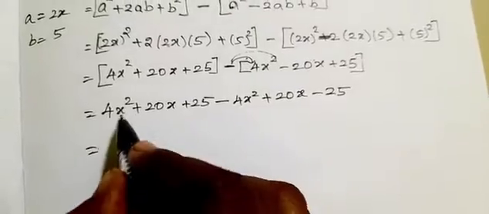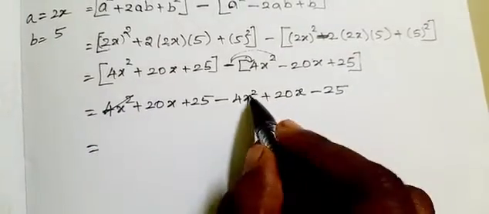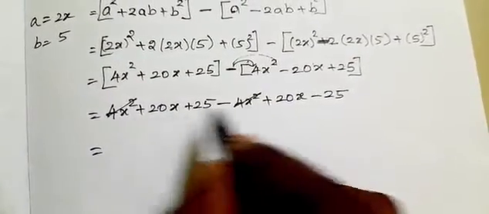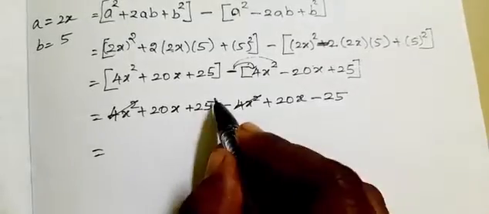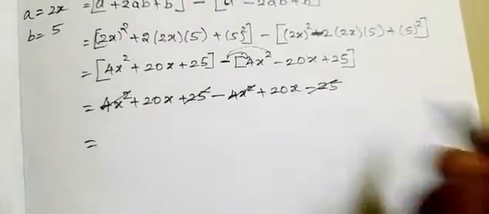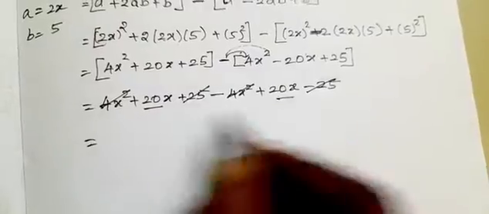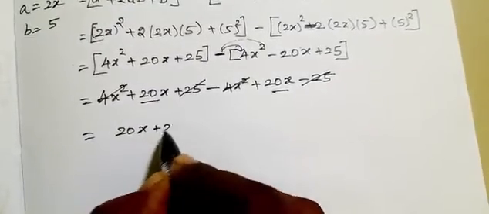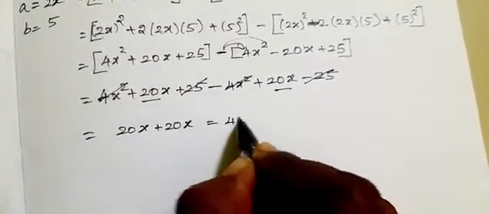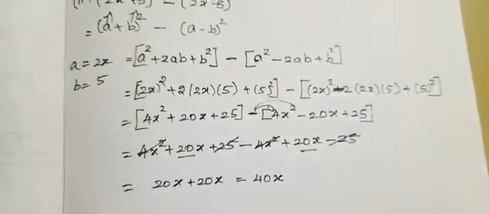Now let us simplify. Plus 4x² minus 4x²: both terms will become 0. Then plus 25 minus 25 will become 0. Then the remaining is 20x + 20x. So the answer is 40x.